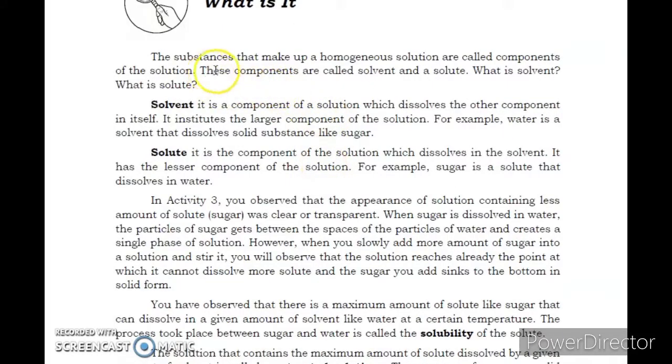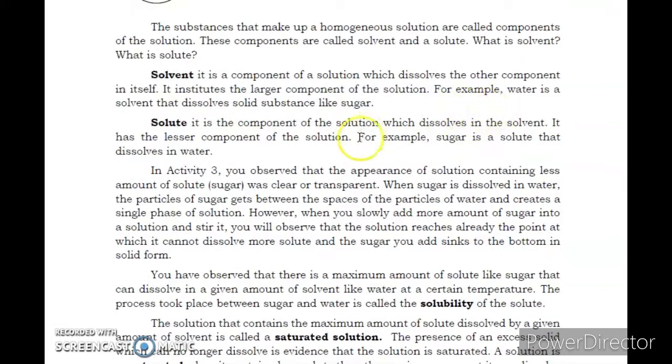So the substances that make up a homogeneous solution are called components of the solution. So these components are called solvent and a solute. So what is a solvent and what is a solute? So we have mentioned a while ago. Solvent, it is a component of solution which dissolves the other component in itself. It constitutes the larger component of the solution. So for example, water is a solvent that dissolves solid substance like sugar. So yung tubig, yung solvent.